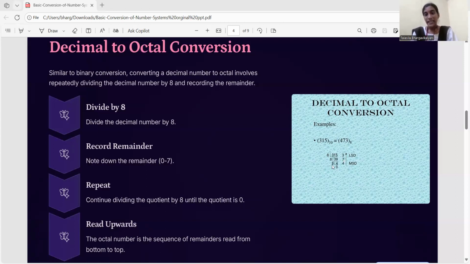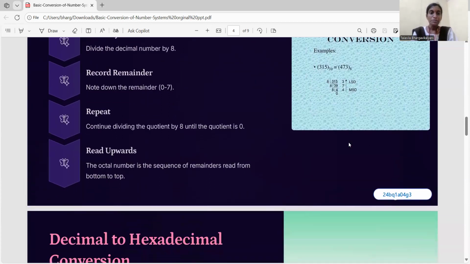We cannot divide 4 by 8, so we can leave the 4 like that. Then 473 are the numbers. We need to write from bottom to top. So 473 base 8 is the octal number of 315 decimal number.